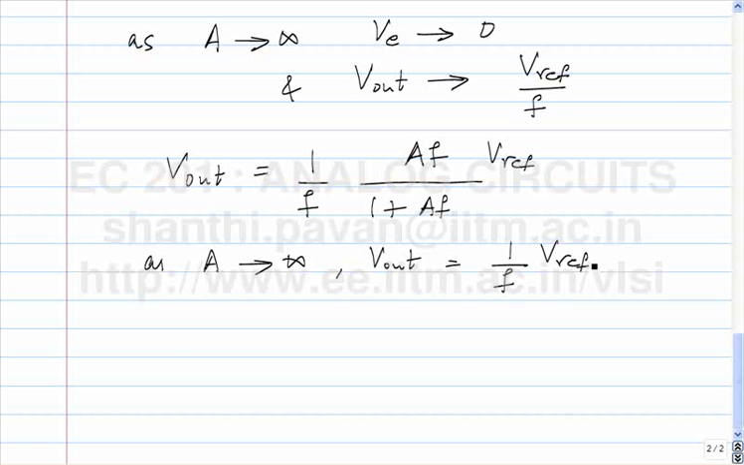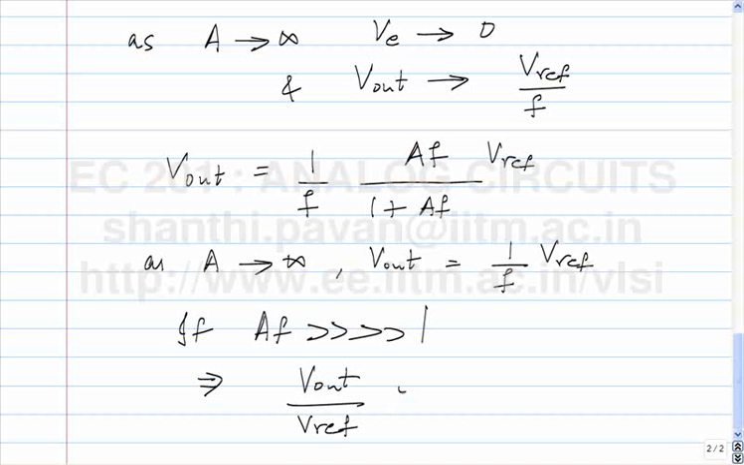Further, if this quantity AF is very, very large, if AF is much greater than 1, then V out by V ref is approximately 1 over F. So if AF is very, very large, whether it is 100,000 or 10,000, it hardly matters.